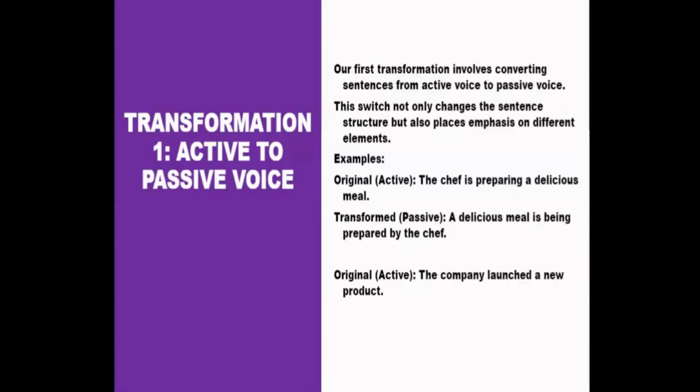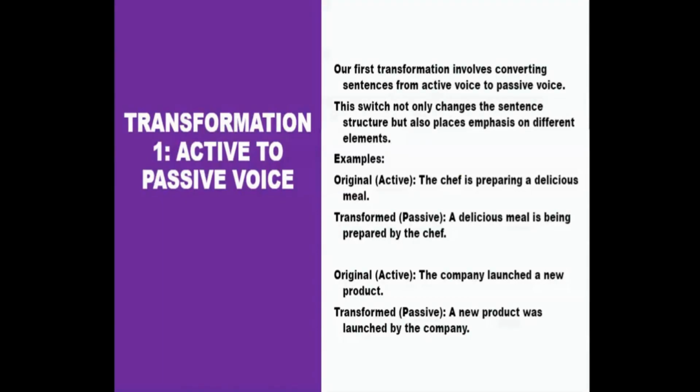Okay, here, when a sentence is in the active voice, it means that the subject is performing the action expressed in the sentence. The company launched a new product. The subject here is the company, and the company is the doer of the launching. All right. Now, when we transform this into the passive, it can read as follows. A new product was launched by the company.